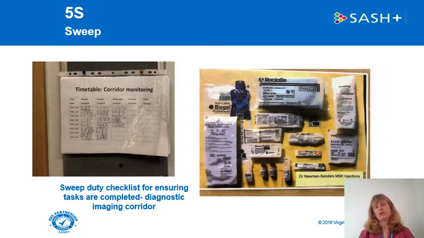You can decide what frequency you need to do this. It might be something that you do daily at the beginning or at the end of a clinic. It might be something that you do weekly, perhaps a store cupboard when you're ordering, or it might be something that you do less frequently. So you need to set a level of frequency and then have a checklist for ensuring the tasks are completed. The example on the left here is the corridor monitoring, how often people are monitoring how well the patients are in the corridor, and that's an example of doing a regular sweep.